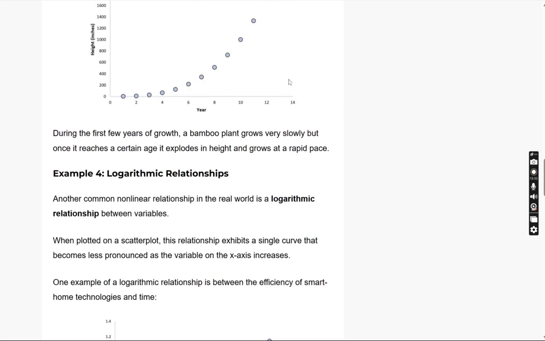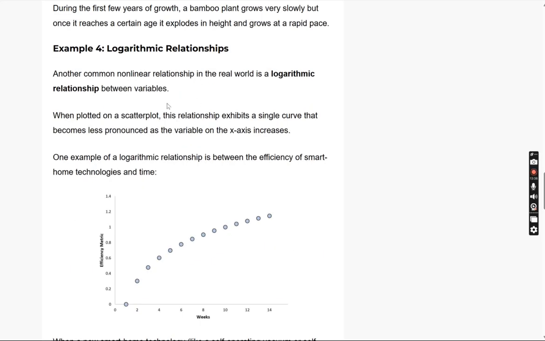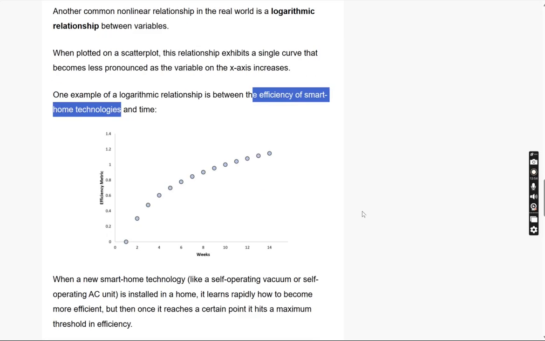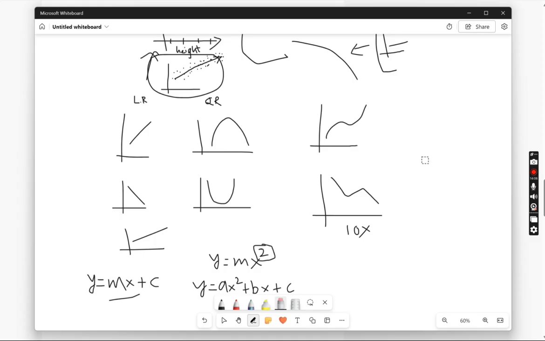So that is exponential. Next is logarithmic. Logarithmic is also a non-linear relationship. One example given is the efficiency of smart technologies. For example, if you're wearing a smart watch or using an iPhone or some Android phone, the battery depletes, right? So the efficiency decreases over time. First it would be, this is given as ulta. First it would be, let me draw.